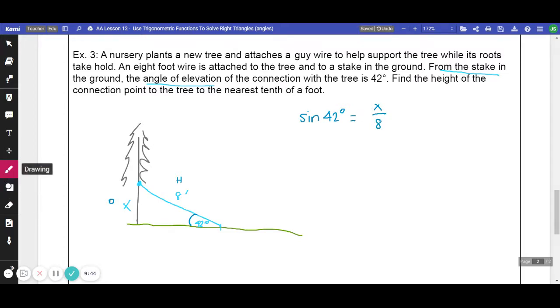And to solve that, we're going to multiply both sides by 8. So 8 divided by 8 is 1. We get 1x. And then 8 times sine of 42. Also on Desmos, you have some where we're finding angles. To the nearest foot, so 5 feet. So it's going to reach 5 feet up the tree.